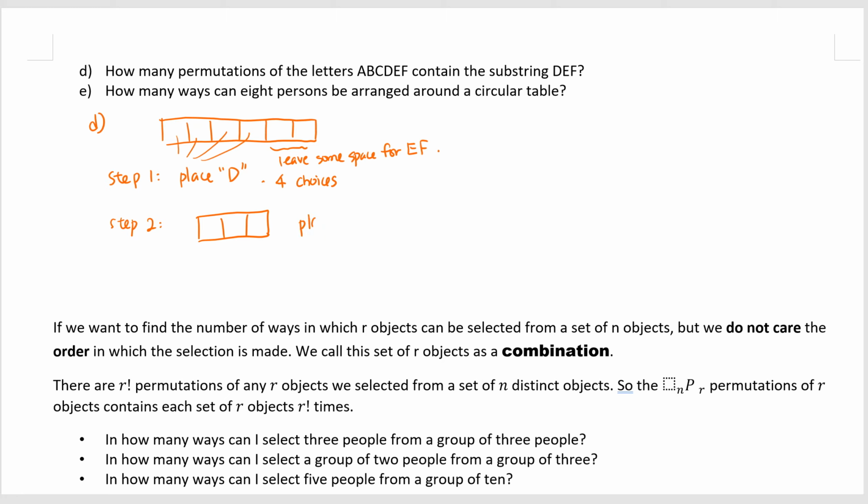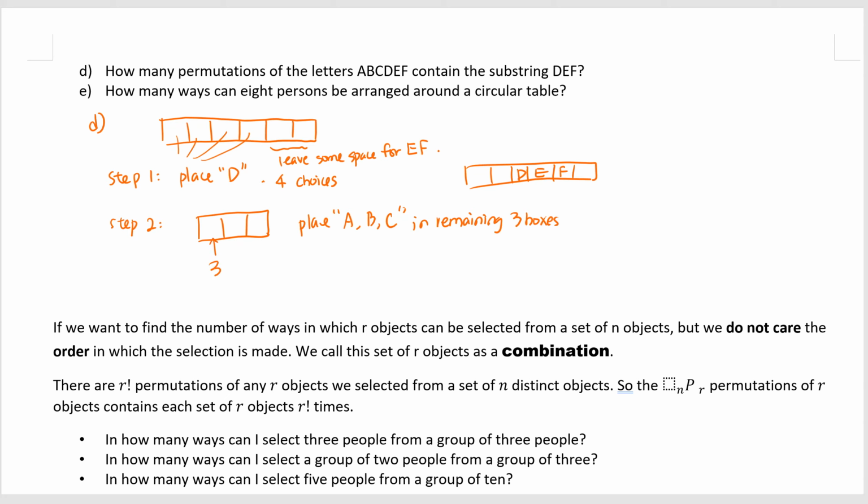Here we want to place the A, B, C in the remaining 3 boxes. Those 3 boxes might not be connected, but it's okay. It's just whatever boxes are left after we fill in the D, E, F. Maybe we fill in the D, E, F like here, and then we are left with 3 unfilled boxes. So we can fill them with A, B, C.